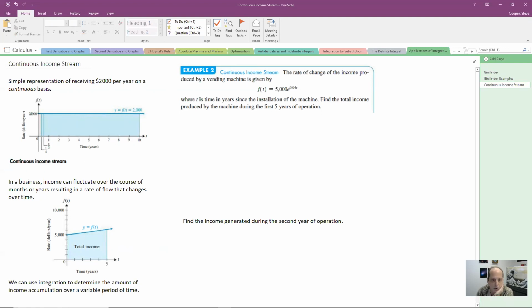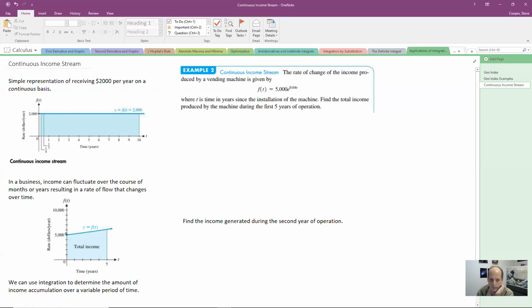Now, we're not going to generally deal with something so simple as a continuous flow of a constant value per year. So instead, income fluctuates usually in a business. So that means that our model for the rate of change is going to be a little more complicated than this. So in this case, you can't really see it, but this curve actually is bending if, for instance, it represents this function.